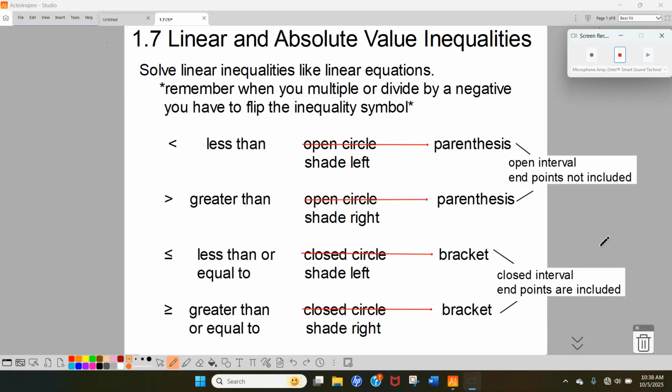So remember that parentheses are used to show an open interval. If it would normally be an open circle, like a less than or a greater than, we're going to use a parenthesis on our number line and in our interval notation. If we have a less than or equal to or a greater than or equal to, then it's a closed circle, is what we have learned in the past. So we're going to use a bracket. A bracket is what we use in interval notation to say that this point is included. We're going to do the same thing with our graphing on a number line.